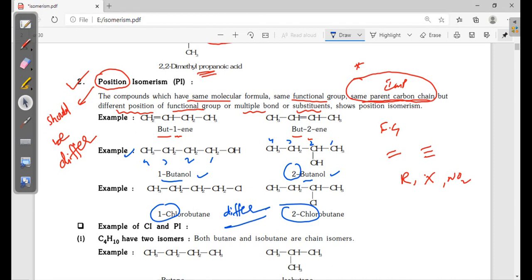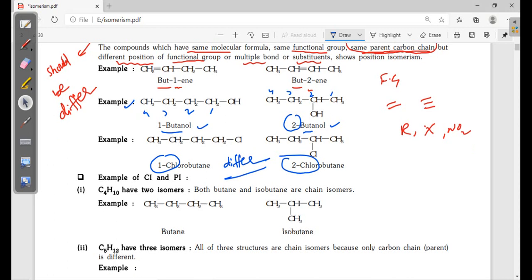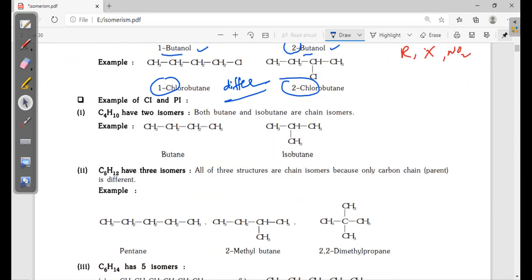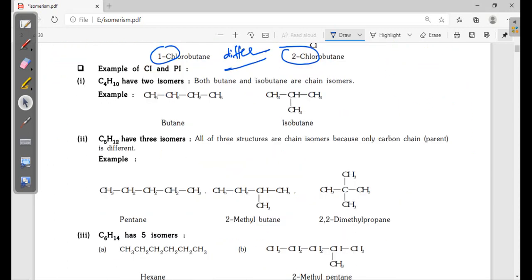Yes, next, C4H10 has 2 isomers. Now, the question: yes, both butane and isobutane are chain isomers. Butane and isobutane, here the chain is different, that's why they are chain isomers. Now, how many isomers are there?